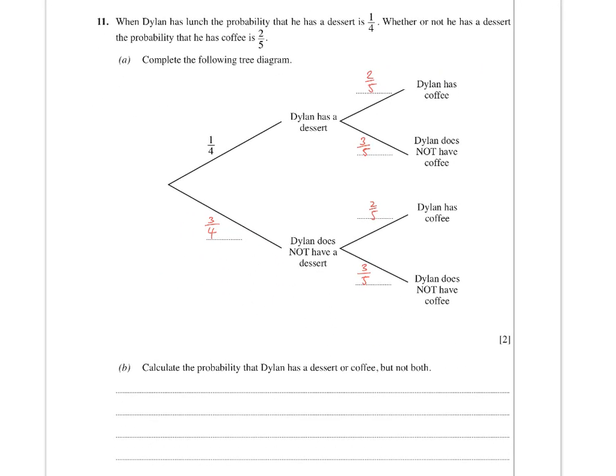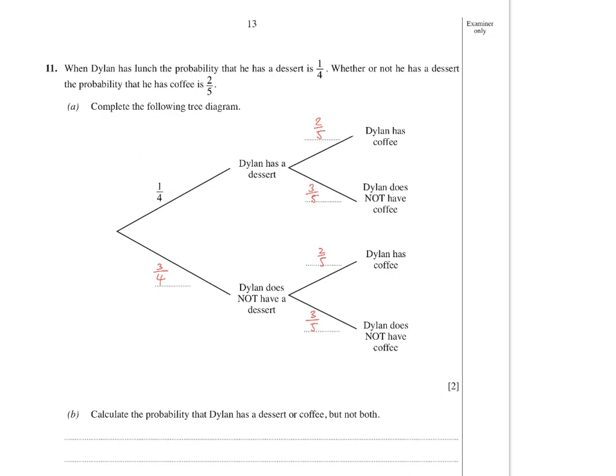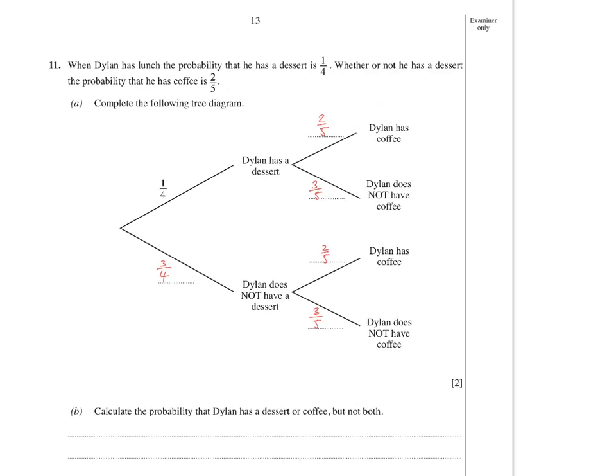Now the next question says, calculate the probability that he has a dessert or a coffee but not both. Now I'm a fan of actually working out what these are. You multiply between the branches. Pretend this is a big times sign here and here. So we times in between the branches, times in between the branches, like so. Just to make it a bit neater, I'm not going to do that.